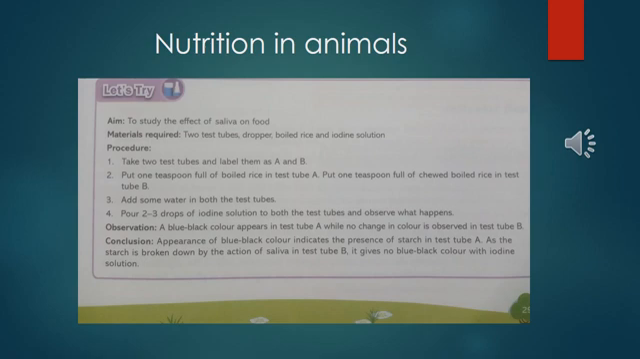and as the starch is broken down by the action of saliva in test tube B, it gives no blue-black color with iodine solution. So we can understand that if starch is chewed by the teeth and mixed with the saliva, then the color is not going to change because the starch is already broken down in test tube B. But in test tube A, since we have not chewed, the starch has not broken down, so starch is present.